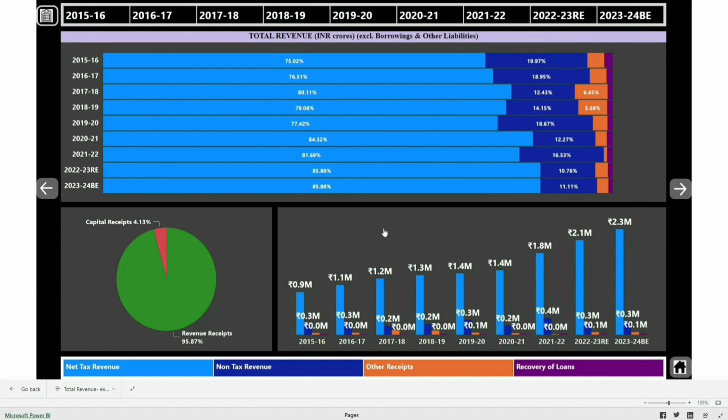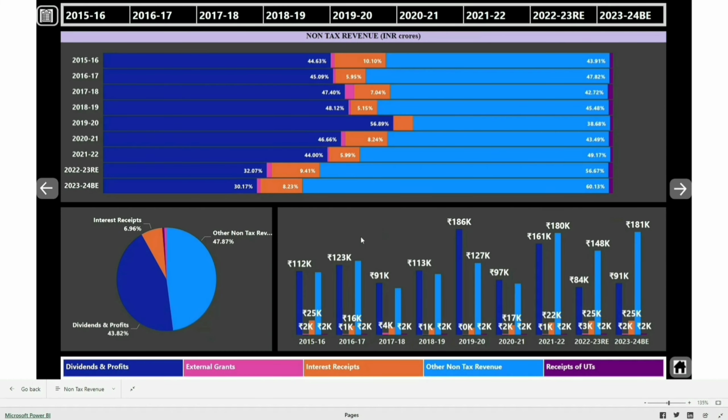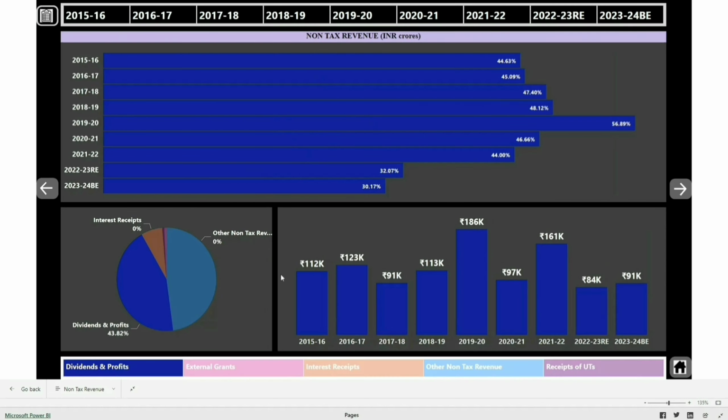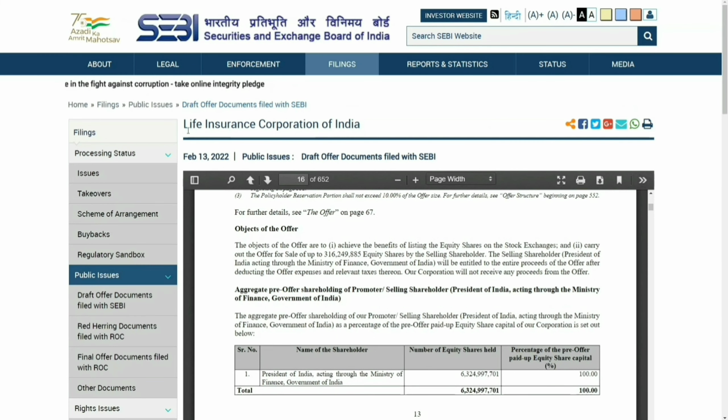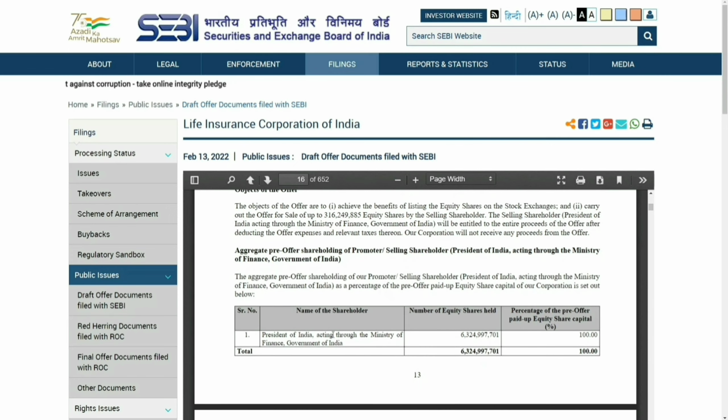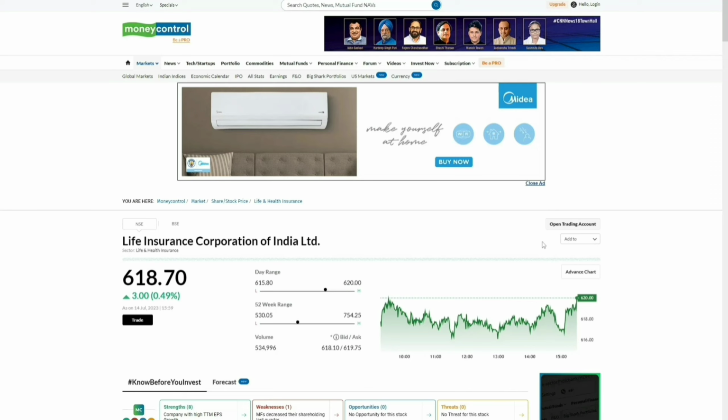So moving forward, here we can see the breakdown for the non-tax revenue. One of the major portions of it happens to be dividends and profits. For the same, we'll be looking at LIC's DRHP. Here you can see that pre-IPO, 100% of the shares, which happens to be 6 billion shares, was held by the President of India through the Ministry of Finance. So let's look at what has happened post-IPO.